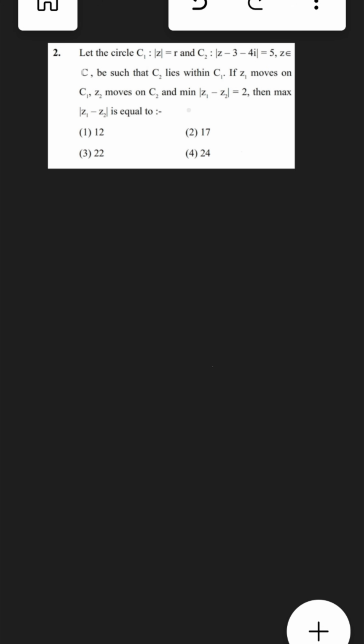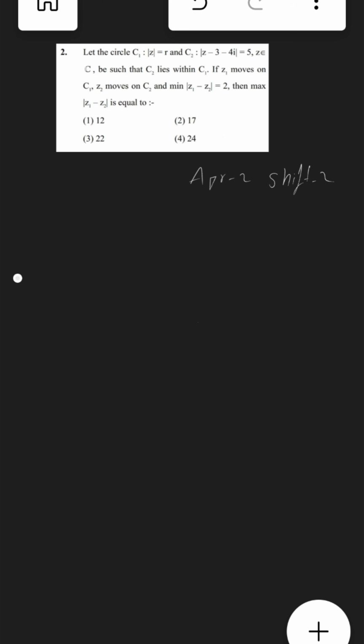Today we will discuss a circles problem. It is from JEE Main, April 2nd, shift 2 paper. C1 is a circle. Let C2 be another circle which lies inside the circle C1.